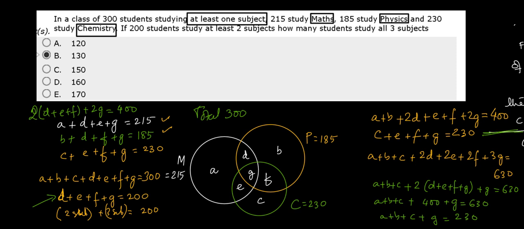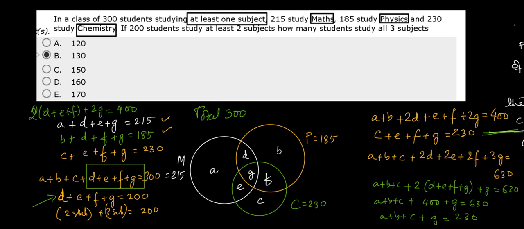What should I do? How can I find A plus B plus C from here? In the equation A plus B plus C, where 300 is on the right hand side, we can put 200. Excellent. Everyone got this? Yes, sir.